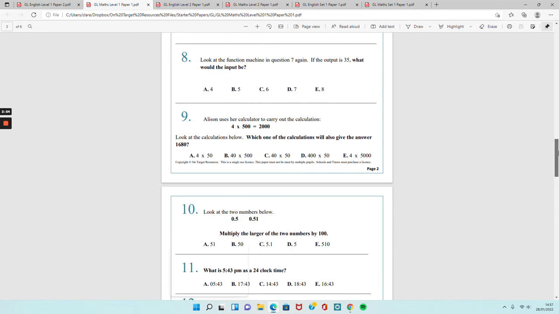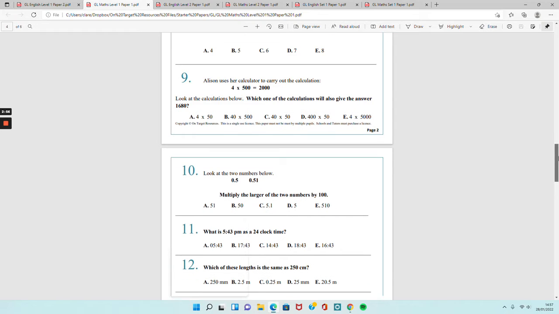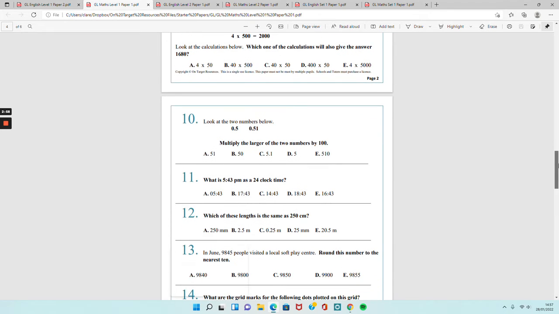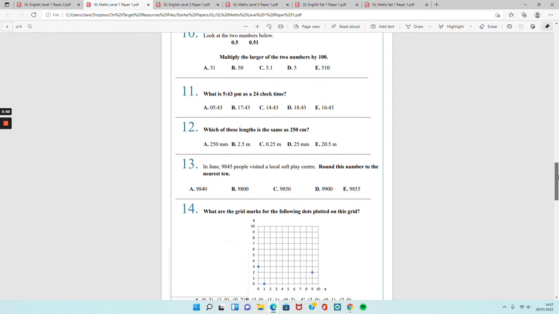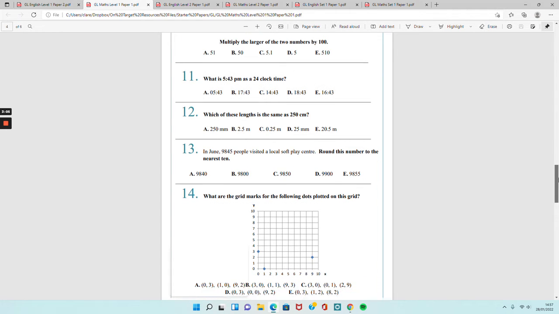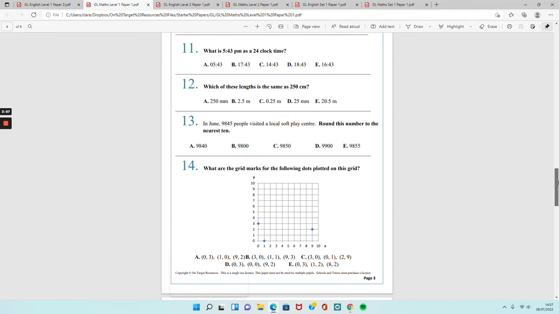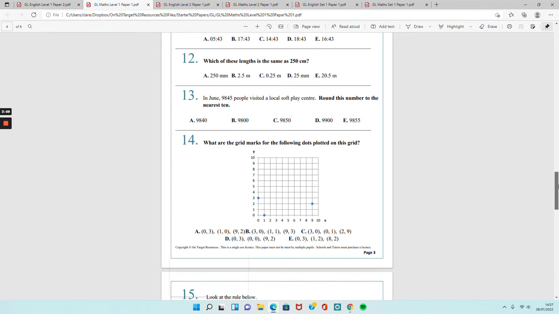So the sorts of other things that we might find is ordering simple fractions, ordering decimals, percentage of a number problems, time problems, multiplying and dividing decimals by 10, 100 and 1000. These are all contained in level 1.